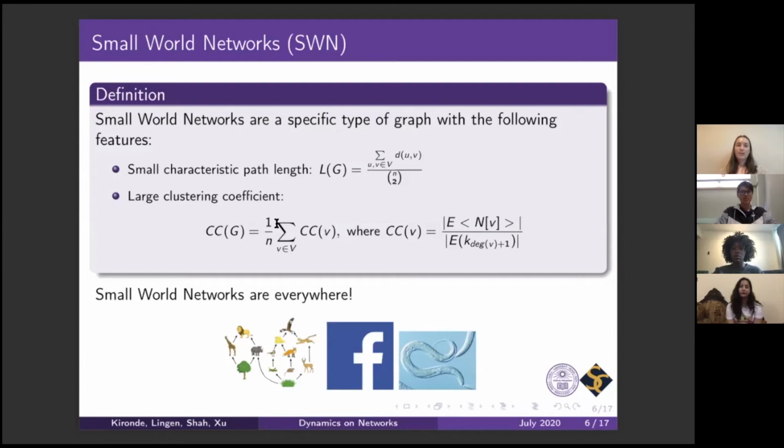You may be surprised how common these types of networks are. Some examples include food webs, social media networks such as Facebook, and the neural network of the roundworm, which is commonly used in biological research.